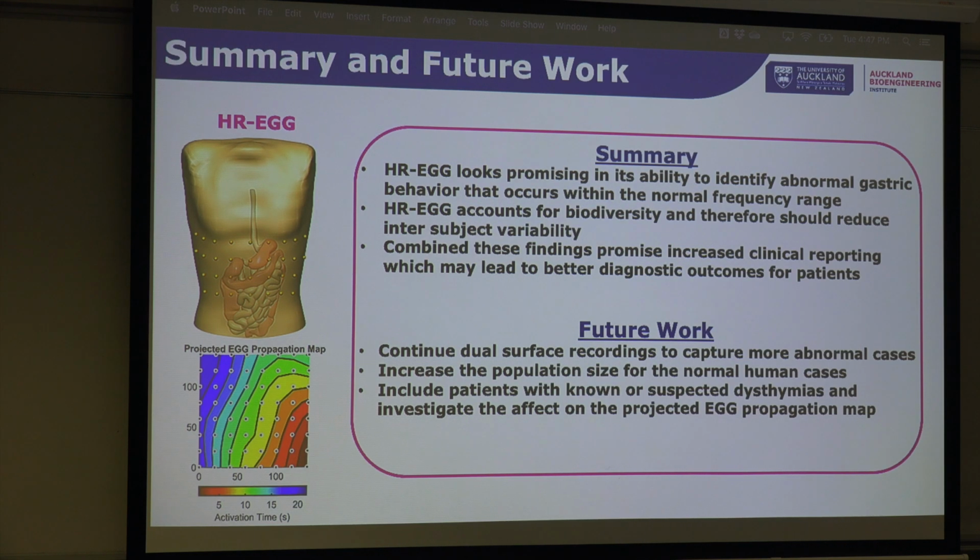We need to continue doing these dual surface recordings on more abnormal cases, so that we can get more data to understand what happens in abnormal cases. And then we need to also increase the population size of the normal cases in humans, and also include abnormal patients as well, so we can actually start seeing what those relationships and the directionality look like in those patients as well. And that should lead to increased clinical reporting for patients and clinicians.